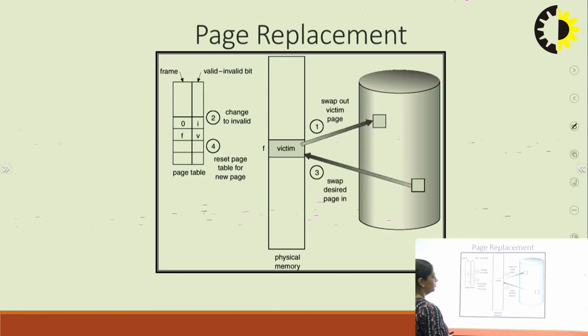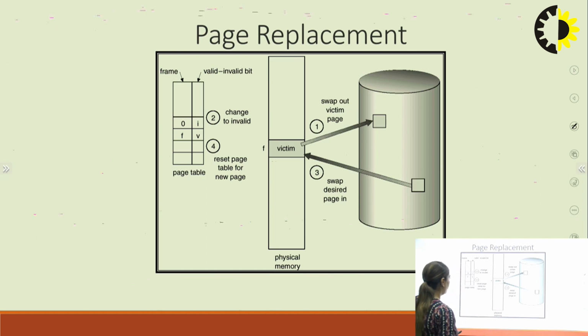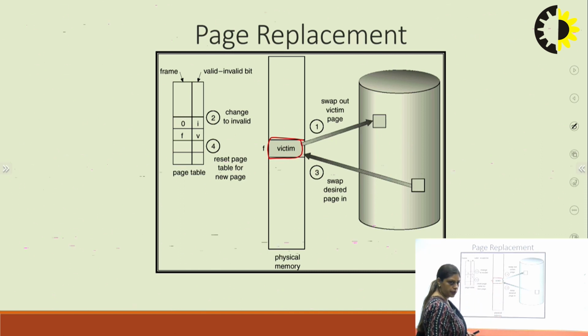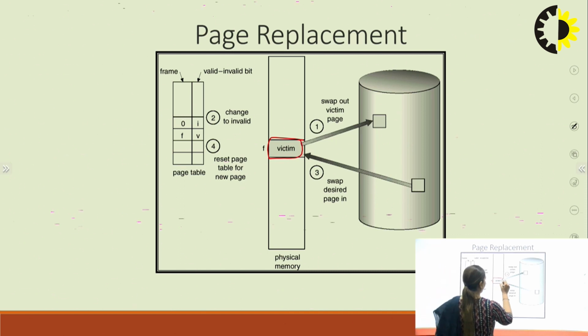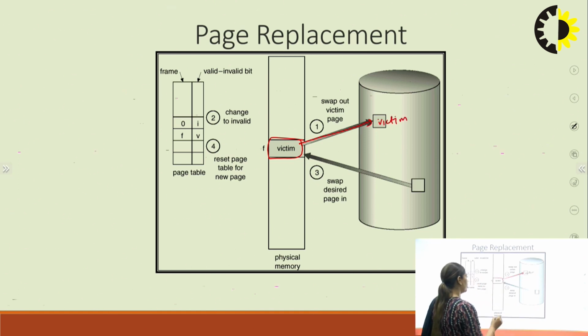Now, this is the definition which we were studying about page replacement. Let's understand with the help of a diagram. Suppose this is the victim selected by the algorithm used. We will send back this victim here, right? Now this frame is free. This frame is free, right?